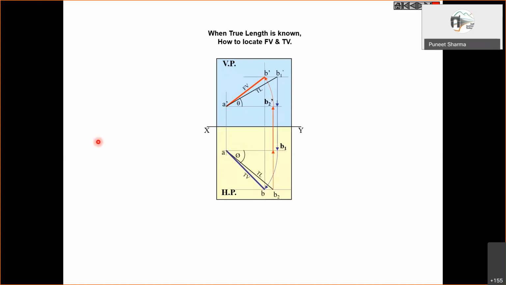So that is how we obtain these projections. Further, what I had mentioned is that the inclination of the front view with the XY line now is not giving us the actual angle of the line with the horizontal plane. Rather, it is some other inclination, which is referred to as alpha and called apparent inclination. Likewise, the inclination of the top view with the XY line now is not giving us the actual inclination of the line with the vertical plane, and it is some other value beta.